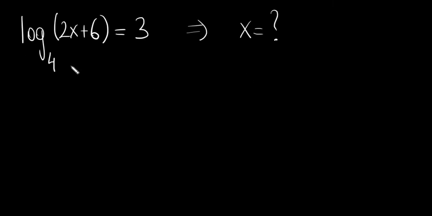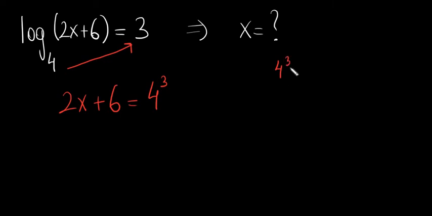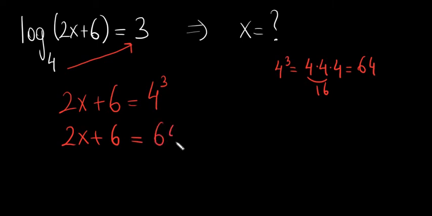So the first step, we need to find the value of this expression right over here. That's going to be 4 to the power of 3. So 2x plus 6 is 4 to the power of 3. Let's find 4 to the power of 3: it is 4 times 4 times 4. So 4 times 4 is 16, and 16 times 4 is 64. So 2x plus 6 is equal to 64.